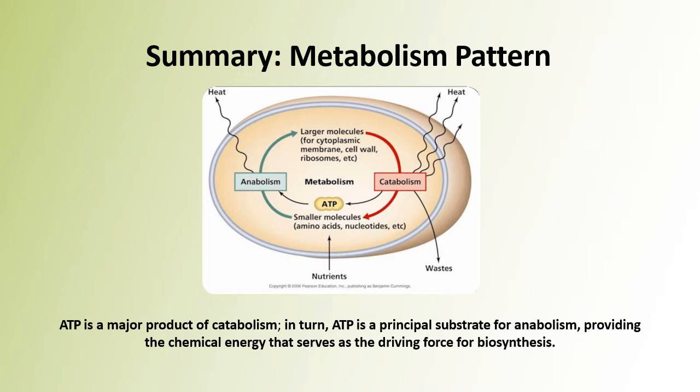Okay, this is a summary of metabolism. Catabolism means a larger molecule is broken down into a smaller molecule, and thus it releases energy. This energy is used up in anabolism to make larger molecules from smaller molecules, and therefore ATP is a major product of catabolism, which in turn is a principal substrate for anabolism, providing the chemical energy that serves as the driving force of biosynthesis.